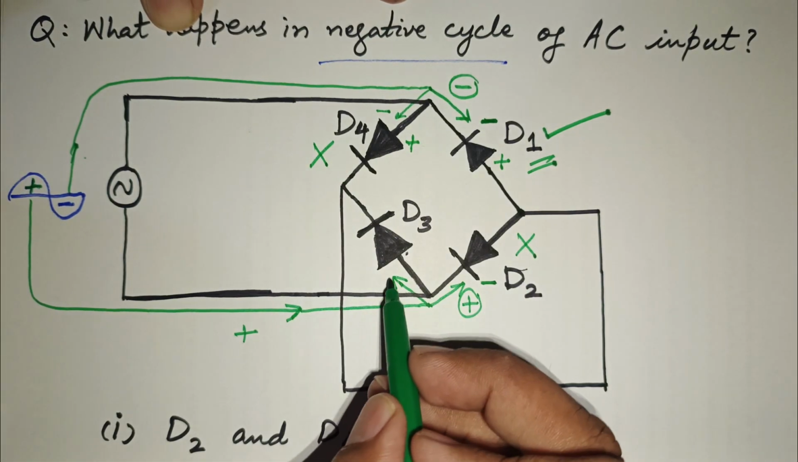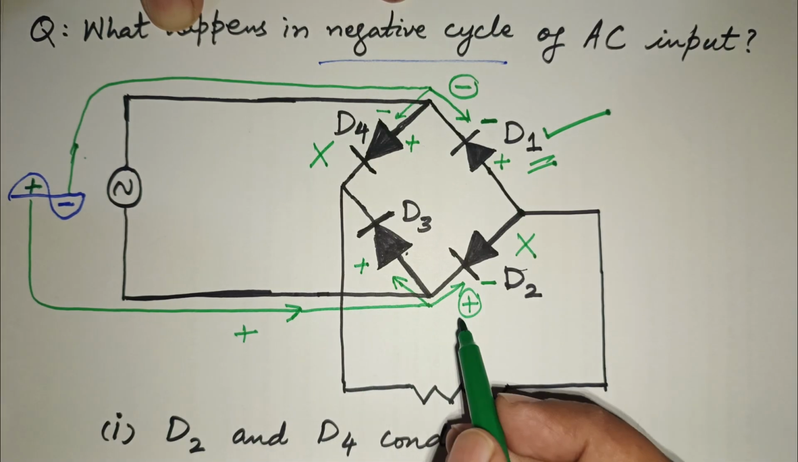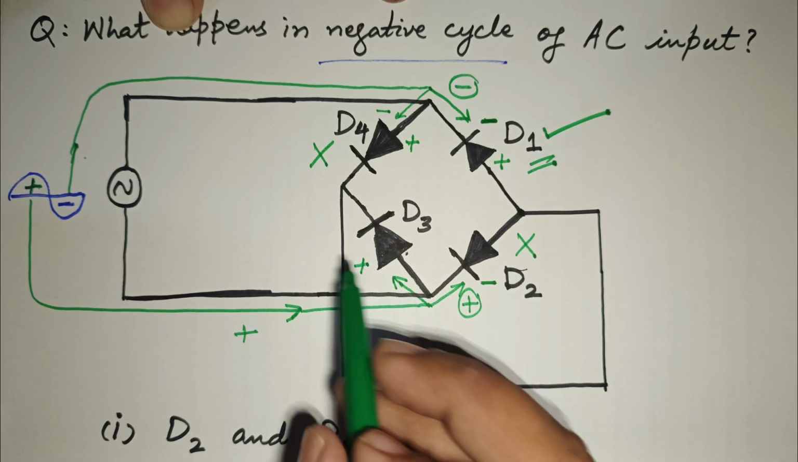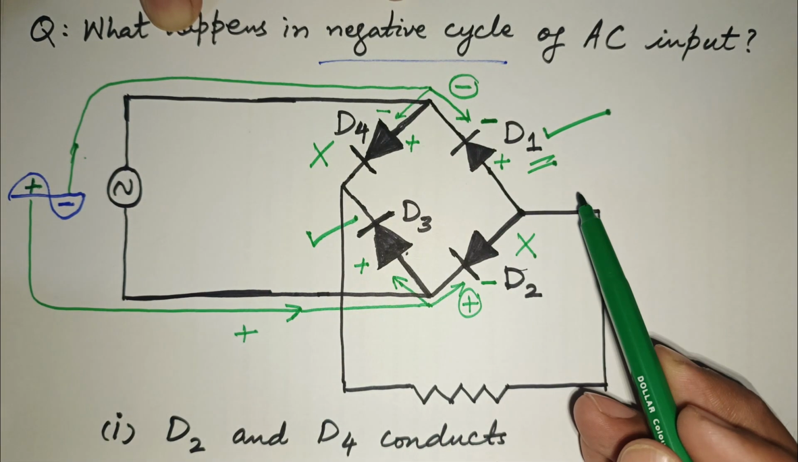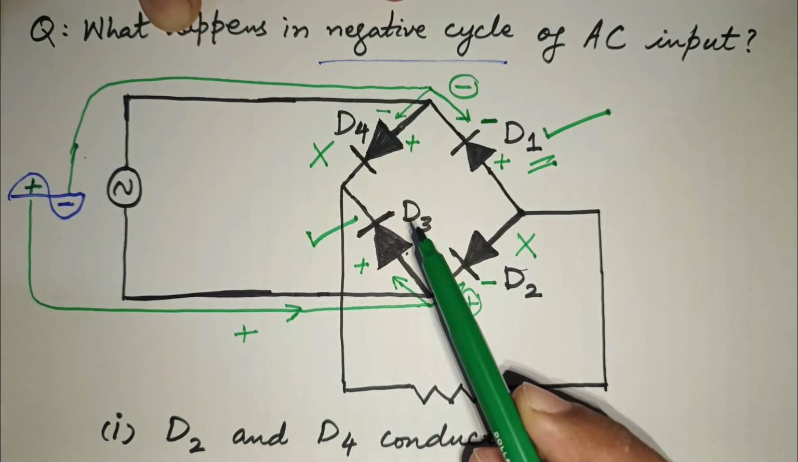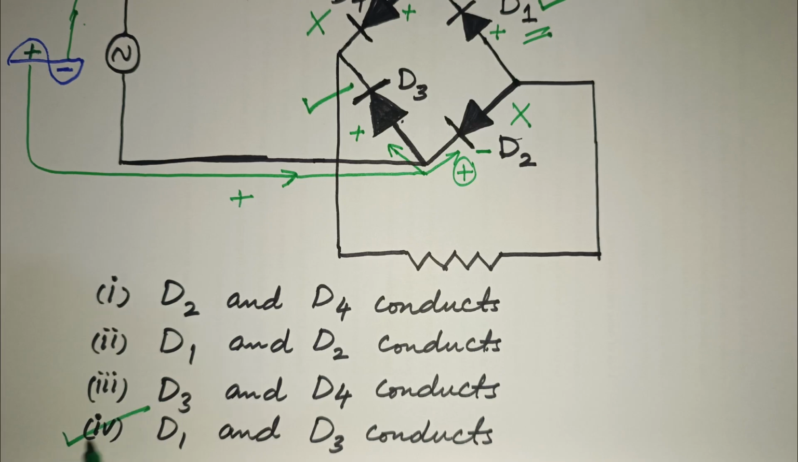But when this positive reaches over here with D3, this is the positive side of D3. So it will allow the current to pass through it. So for the negative cycle, who conducts? D1 and D3 conduct and D2 and D4 will not conduct. This is the correct option. In the very next problem, what are they asking?